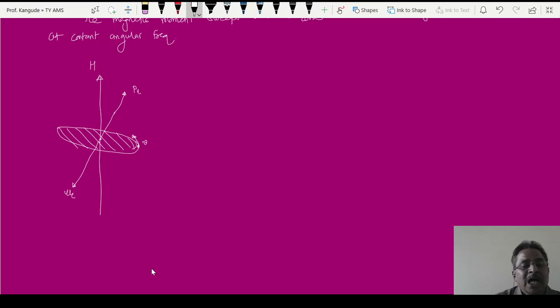Now what Larmor precession means: as this orbit is in the external magnetic field, this orbit undergoes a precession. This PL bar rotates in a cone. This is called precession. We have drawn one such diagram earlier too, and at the same time this also precesses around this H bar in the direction shown by this. You can complete this. This is actually called precession motion. What does Larmor precession mean? Now look at this orbit.